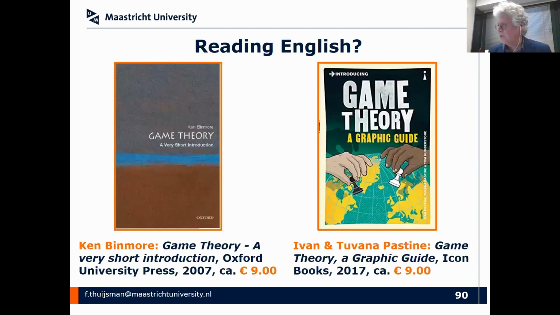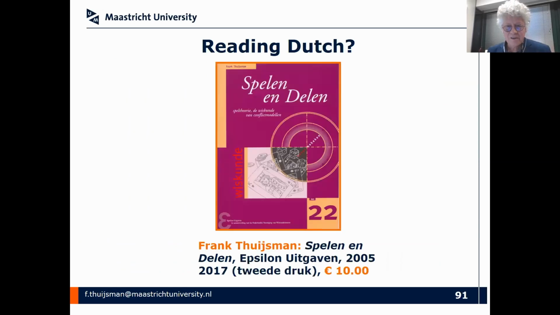And by this, I'd like to end my story, because 1.5 hours have gone. If you'd like to have some further reading and don't want to spend too much money, here are some nice and easy books. A very short introduction by Ken Binmore, and a graphic introduction to game theory by the Pastine couple. And if you read Dutch, you can also read my little booklet where most of these topics are also visible. So that's it for now.